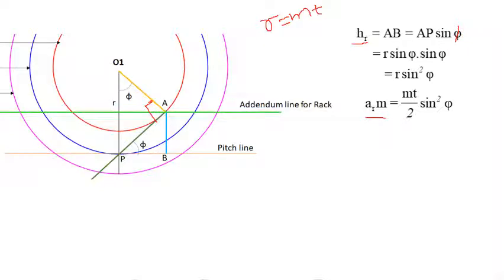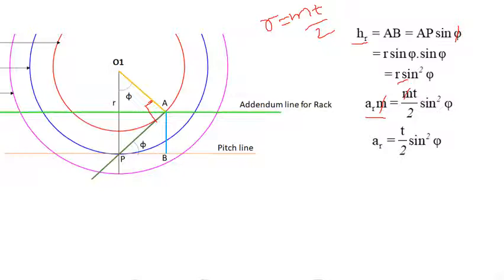MT by 2. Correct. So R can be written as MT by 2. In place of R, substitute MT by 2 and we have sine square phi. So M gets cancelled, right? Therefore AR is equal to addendum of rack is equal to T by 2 into sine square phi.